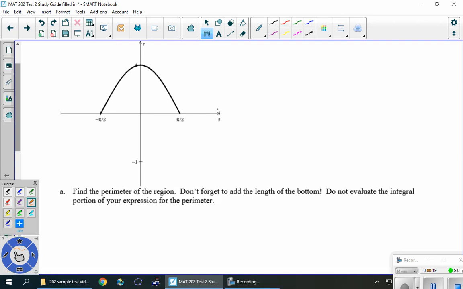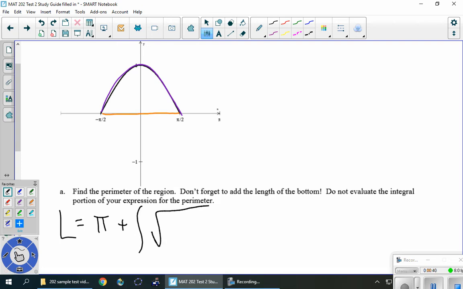Okay, so the perimeter is going to be the length of this orange thing plus the length of this purple thing. The orange thing is easy, so let's start there. L for perimeter, L for length, I guess, is equal to, well, the orange thing is just pi over 2 minus negative pi over 2. That's just pi. Plus, now the arc length is a separate formula, right?